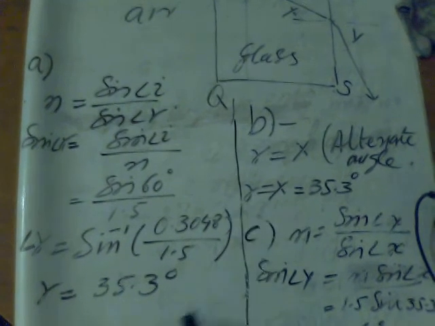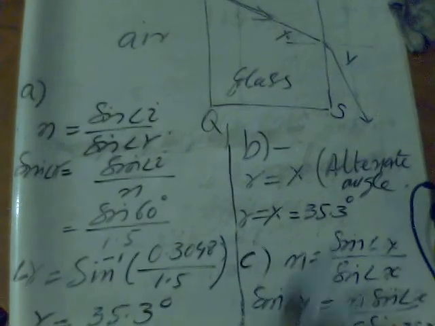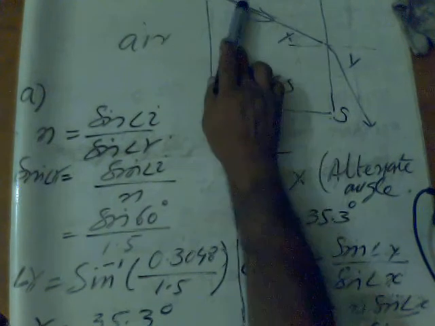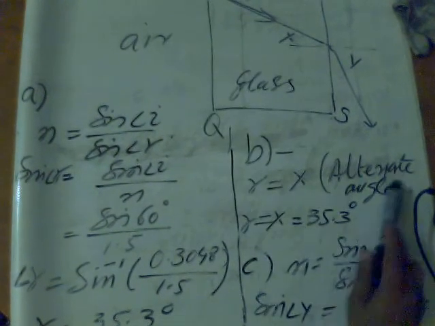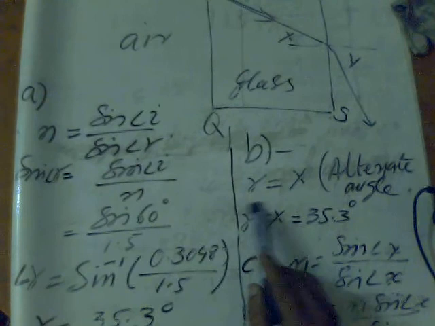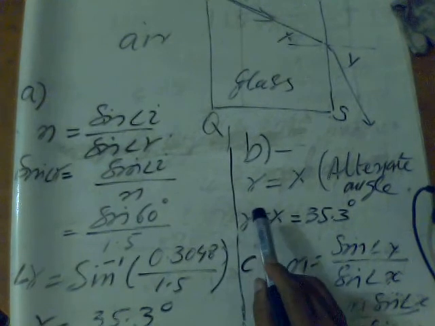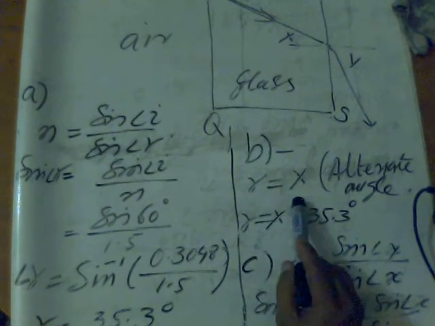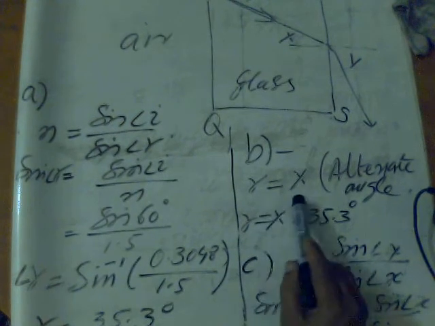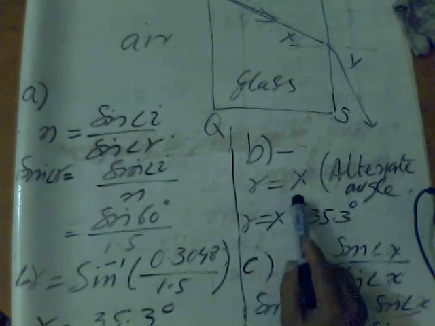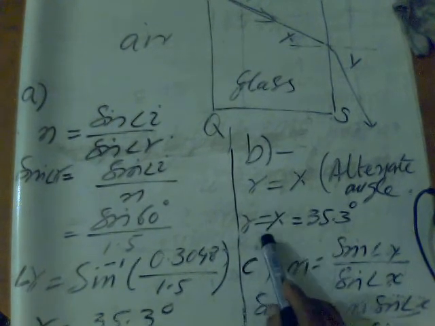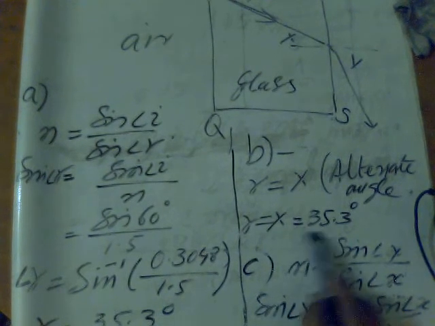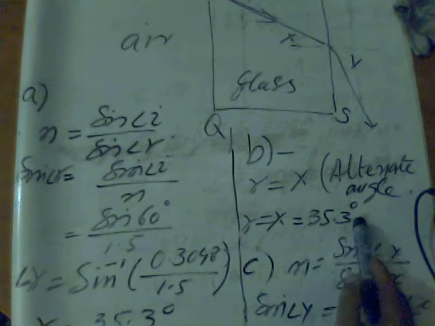Now we have to find x also. As you know, angle x and angle R are alternate angles. You have learned in mathematics that alternate angles are always equal. So R and x will be equal. Therefore R is equal to 35.3, so x will also be 35.3 degrees.